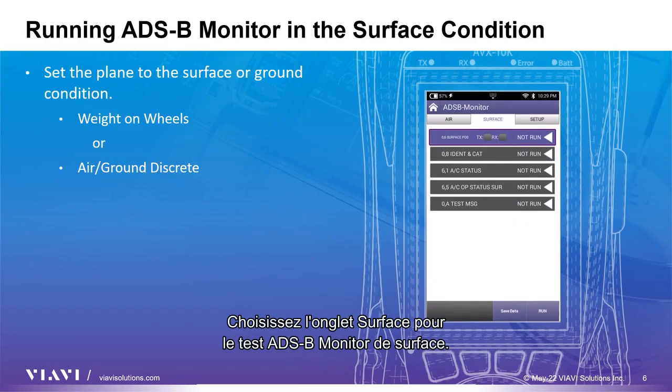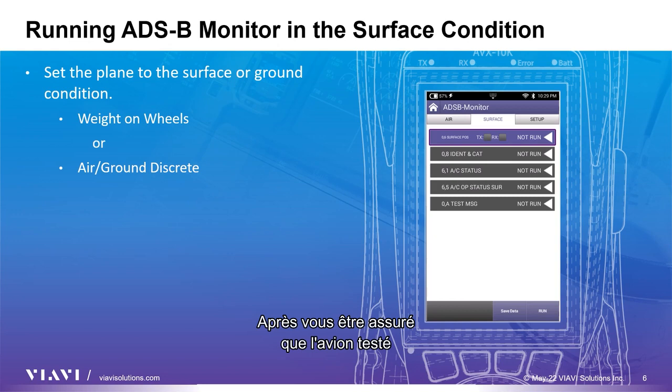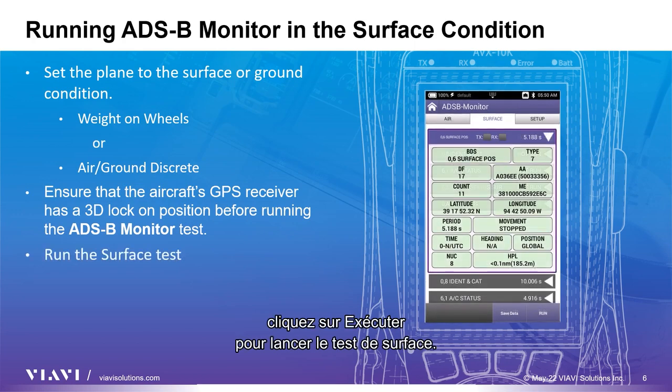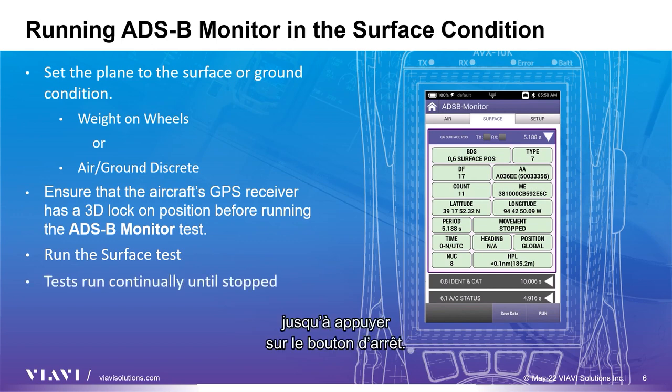Select the Surface tab to perform the surface ADS-B monitor test. Once you have ensured that the aircraft being tested is configured for the ground condition, and that the GPS receiver in the aircraft under test has a 3D lock, press Run to initiate the surface test. The test will continuously run until the operator presses the stop button. All reported data has been received when the interval time is displayed on all applicable ribbons. The test can be halted by pressing the stop button. Interval time is the time between receipt of a squitter. This is displayed to inform the user that the squitters are being received at a regular interval.